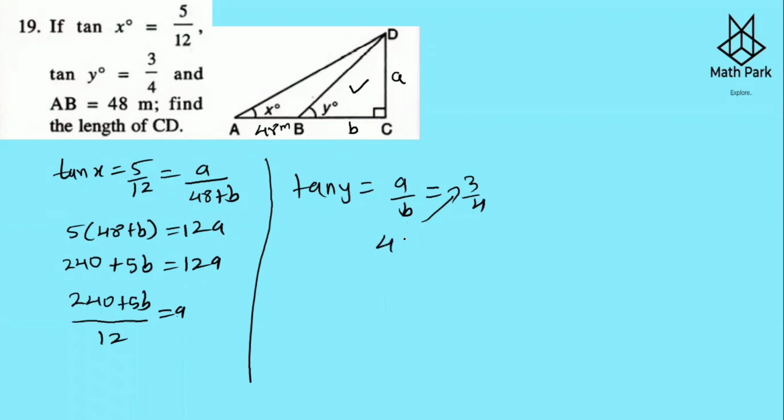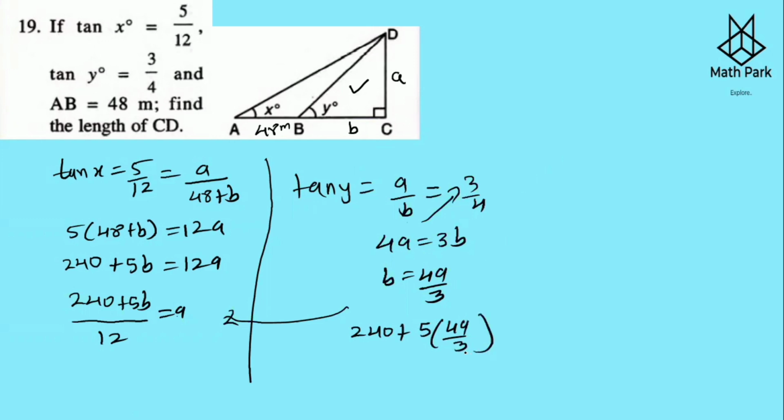So we get 4A is equal to 3B, or you get B is equal to 4A upon 3. Let us put this value of B in this equation, so that we get the value of A, which is CD, to be calculated. So putting the value, you get 240 plus 5B, that is 5 in bracket 4A upon 3, upon 12 is equal to A.